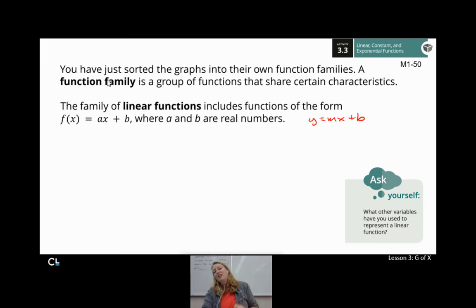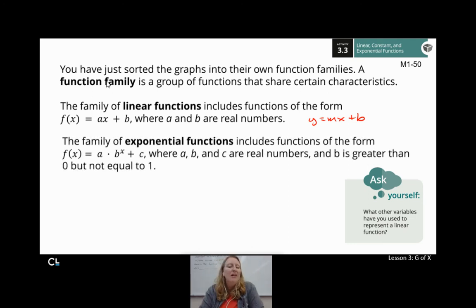The other function family you found is our exponential functions. That was our group 2 because our x was in the exponent, right? Our variable's in the exponent. So the family of exponential functions includes functions of the form f of x equals a times b to the x power, plus c, where a, b, and c are real numbers and b is greater than 0 but not equal to 1. So the giveaway is that your variable, your x, your independent variable, is in the exponent.